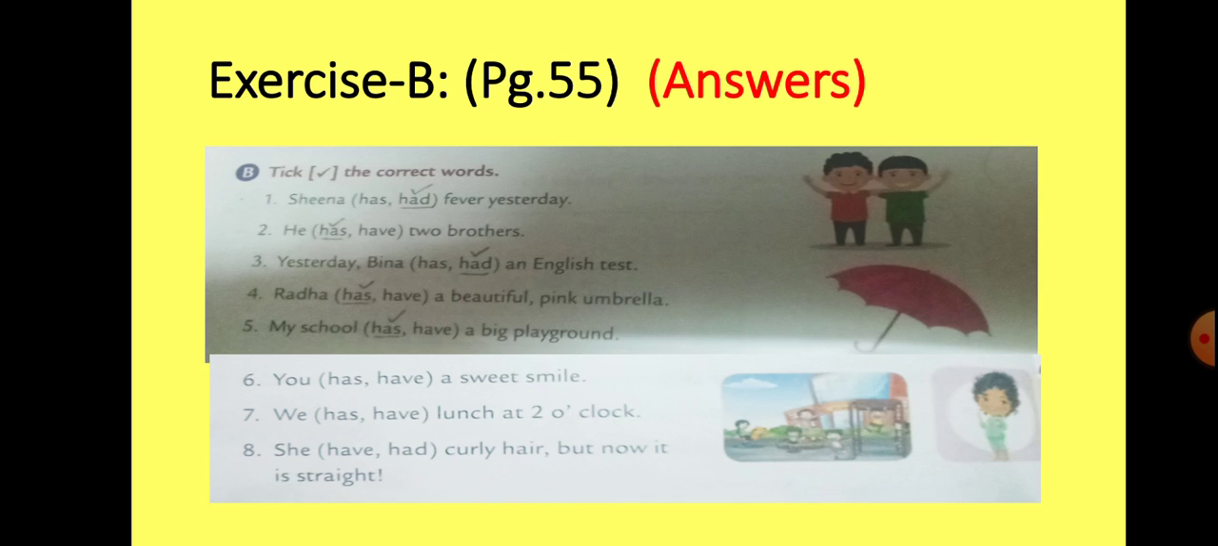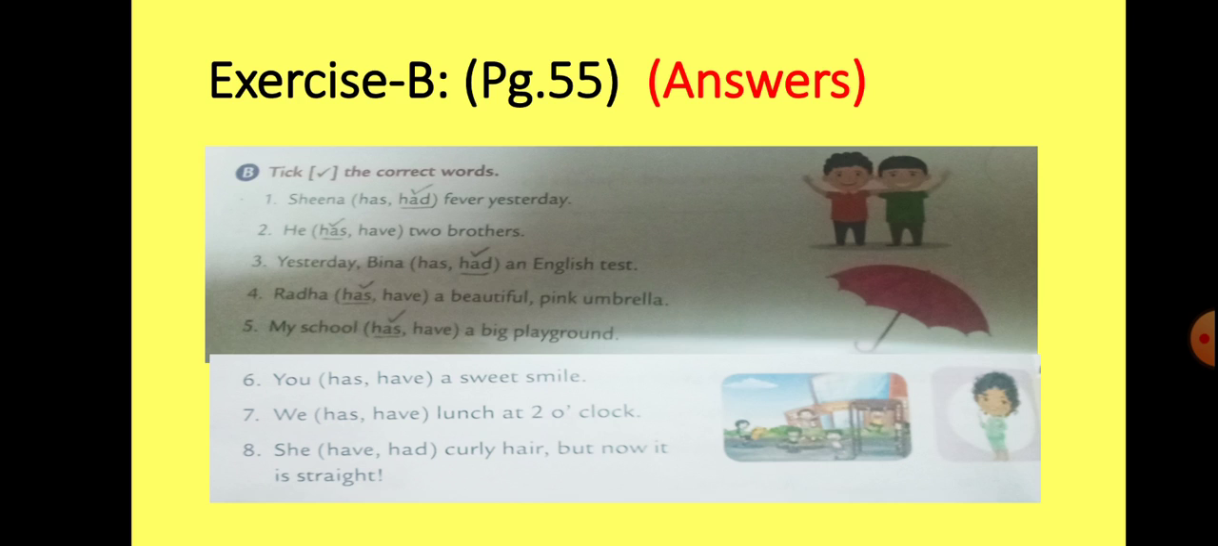Number 4, Radha has or have a beautiful pink umbrella. Here Radha is one person, so we have to use has. My school has or have a big playground. Now again, my school is one thing, okay, singular, so we have to use has here. Now, number 6, you. With you, we always use have. So, you have a sweet smile.